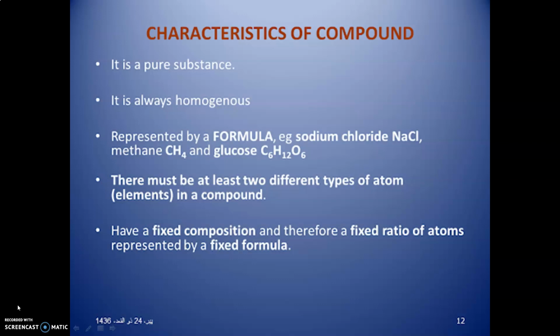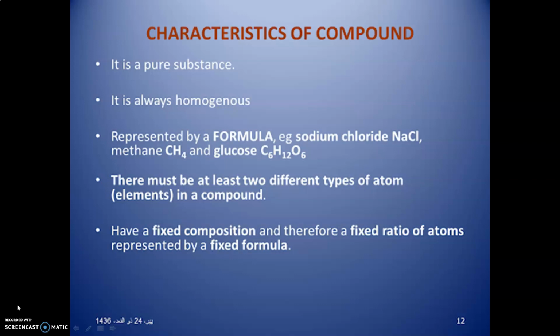Then, it is represented by a formula. Sodium and chlorine are both elements. When they combine together, they form sodium chloride, NaCl, or glucose C6H12O6. So they are represented by formulas. That's why you need to learn the formulas that are given in your book. They have a fixed composition and therefore a fixed ratio of atoms, represented by a fixed formula.